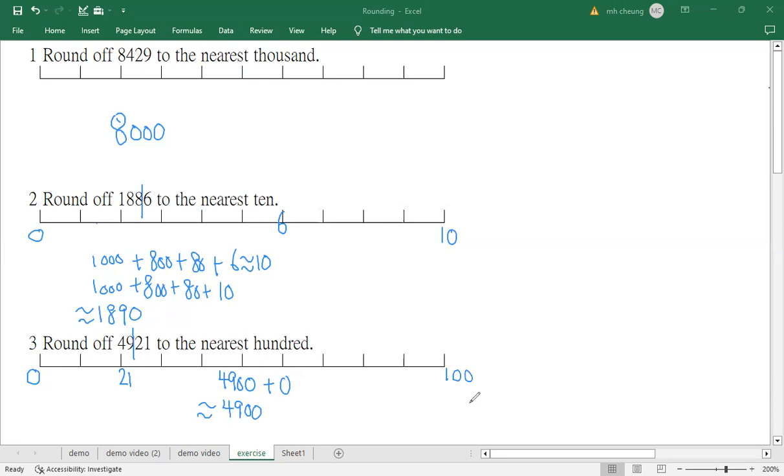Hope you can understand the working principle of rounding off a 4-digit number.